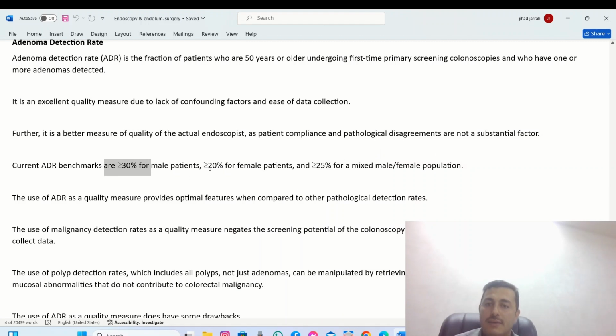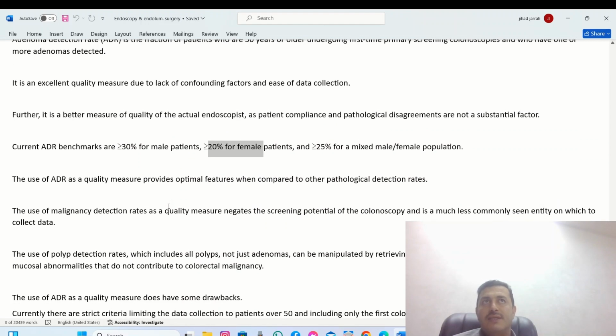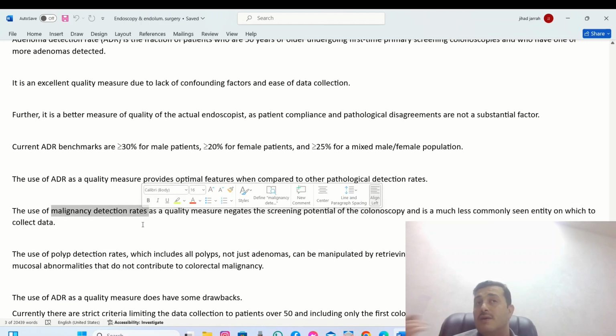30 for male, 20 for female. Okay, why do we not use adenoma detection rate but malignancy detection rate? This is because the concept of screening is not to look for malignancy. If we use malignancy detection rate, some colonoscopists will delay colonoscopy until malignancy develops, and this will reflect badly on the patient status. So adenoma is more logical because adenoma is the border between the benign and the malignant condition.